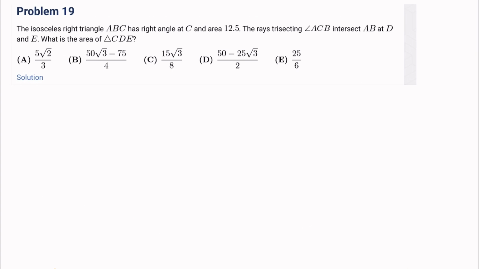Number 19. The isosceles right triangle ABC has right angle at C and area 12.5. The rays trisecting angle ACB intersect AB at D and E. What is the area of triangle CDE?